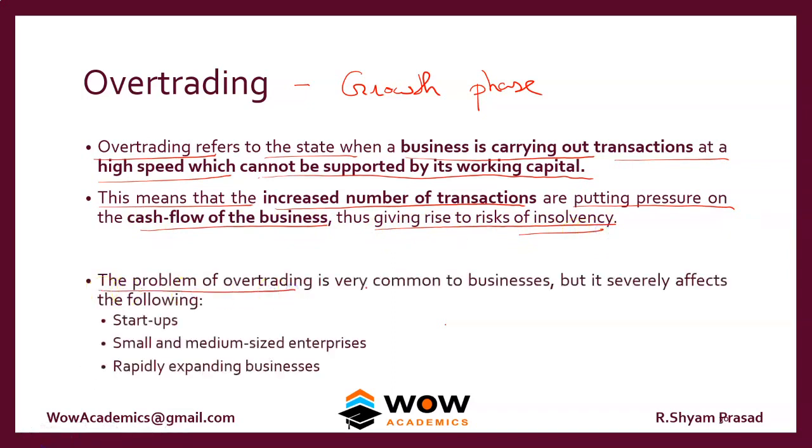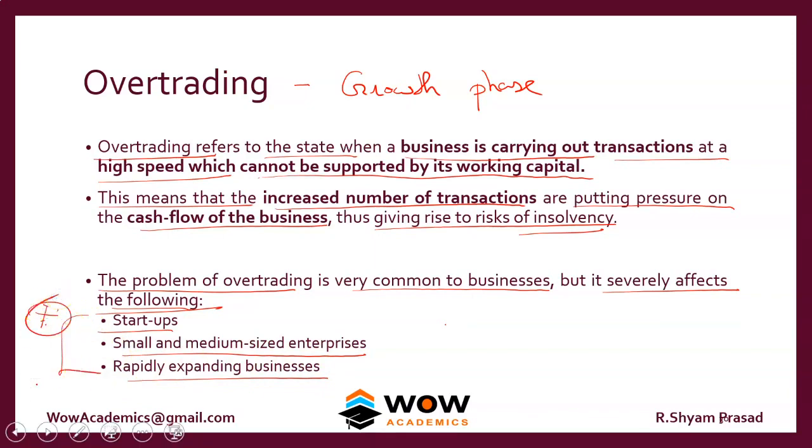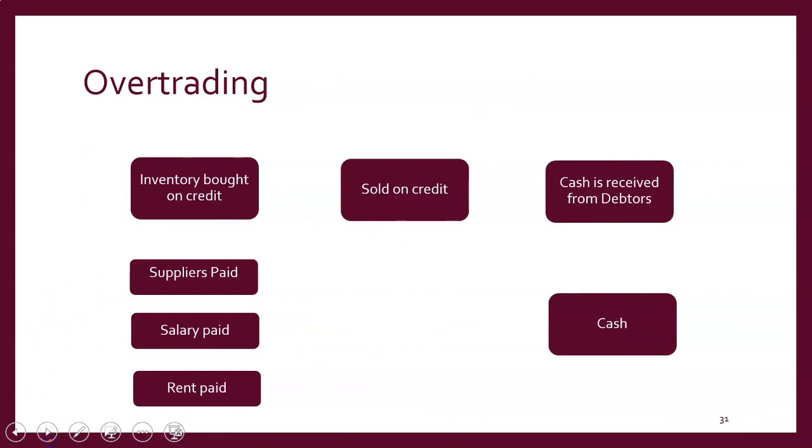The problem of overtrading is very common to businesses, but it severely affects the following businesses: startups, small and medium sized enterprises, or rapidly expanding businesses. So these are the most vulnerable kinds of companies which get affected by overtrading. So let's look at how overtrading happens in a company.